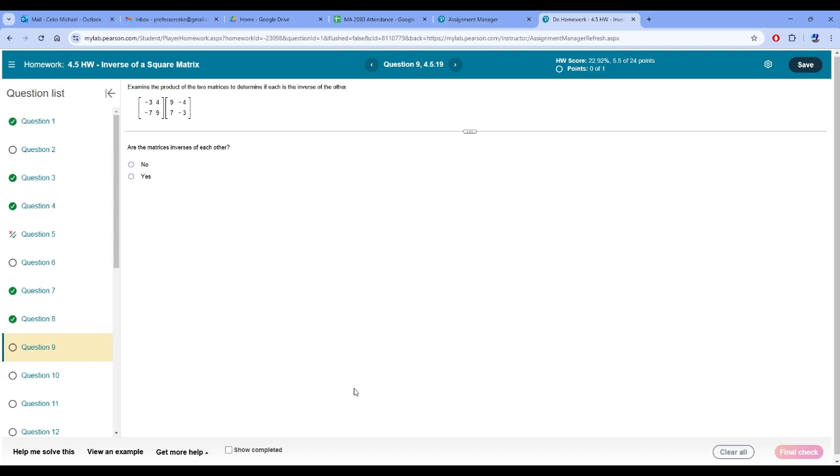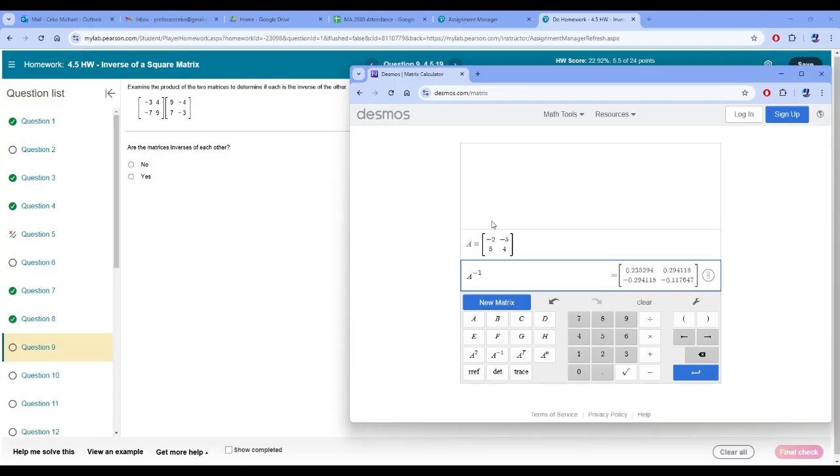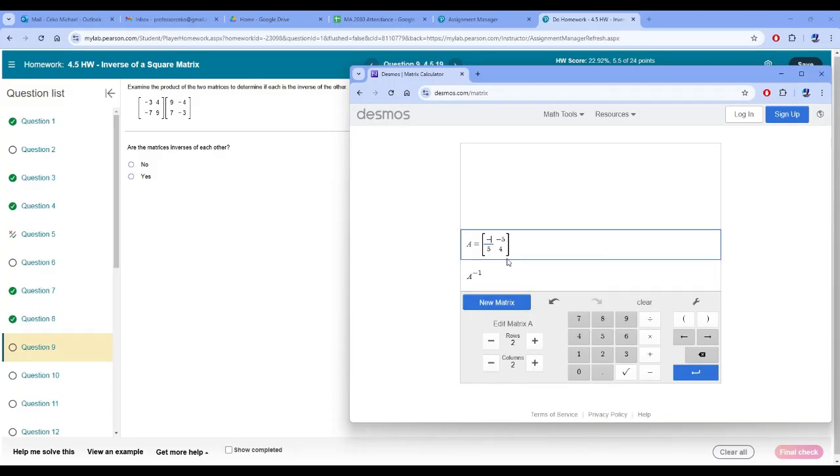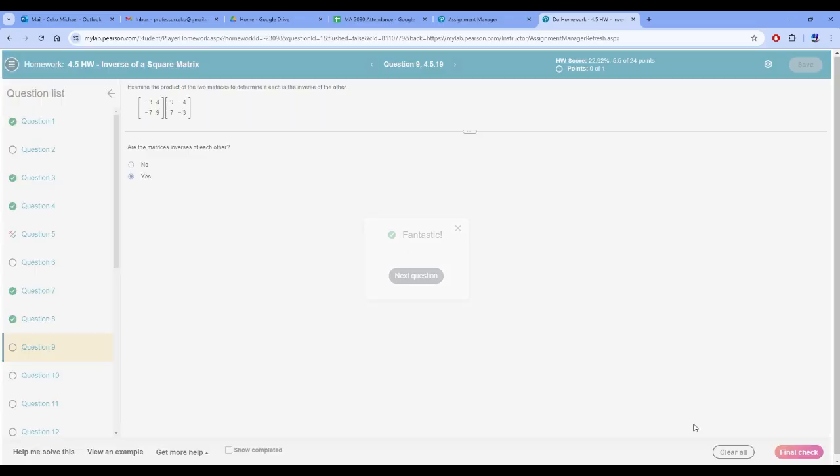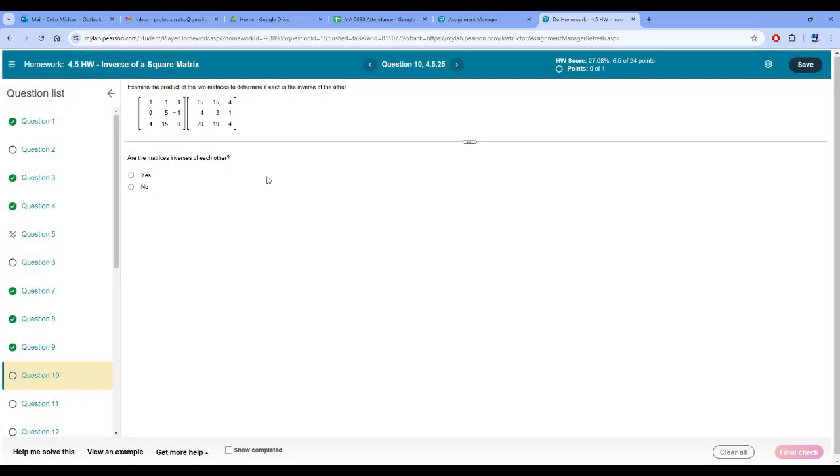So literally, I could do the same exact thing. I could find the inverse of one, and it better be the other. So let's just go back to Desmos, and I just do -3, 4, -7, 9, and I get, yep, these are inverses of each other. That's it. Same exact thing: you would multiply these two, find the inverse of one, and see if they're inverses of each other.